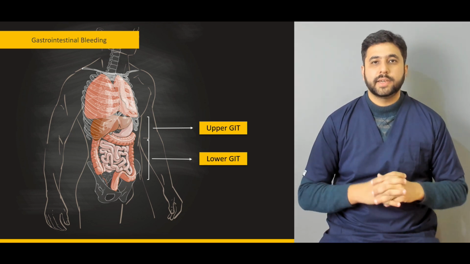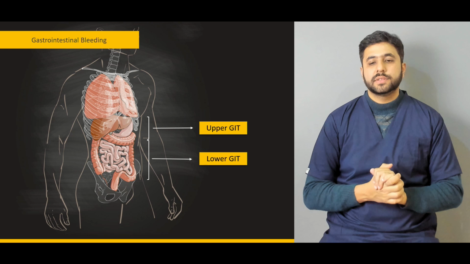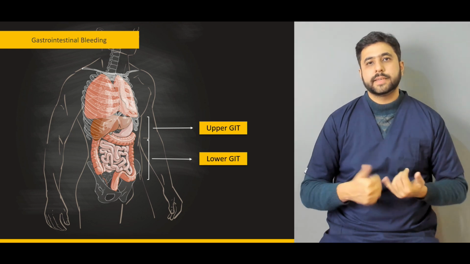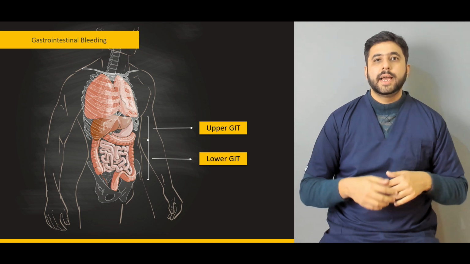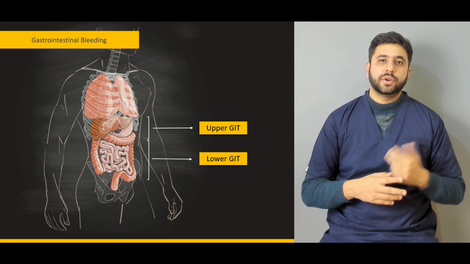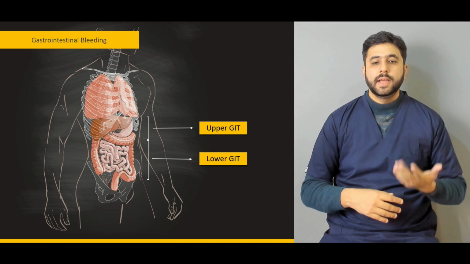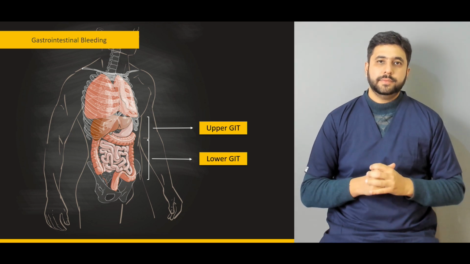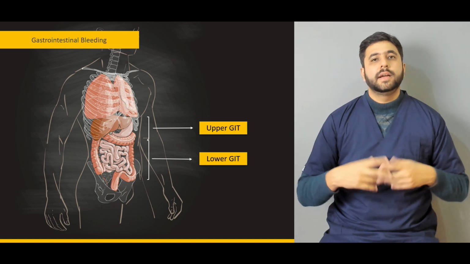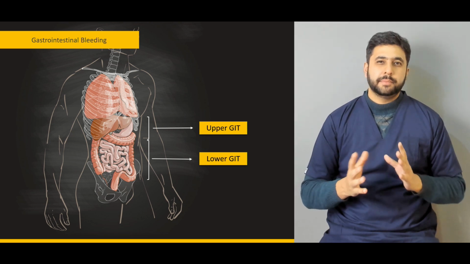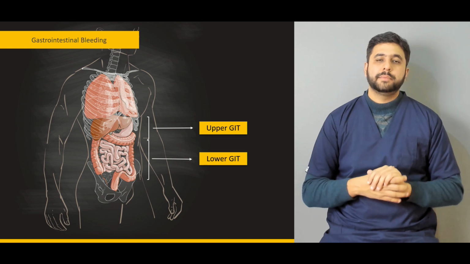Now, the reason for this characterization is, number one, it makes it easy to classify the various pathologies that involve the gastrointestinal tract, and number two, the presentation is slightly different in both compartments. As you know, the stomach has acid, so any bleeding proximal to the duodenum will definitely have its consistency altered by the acid.